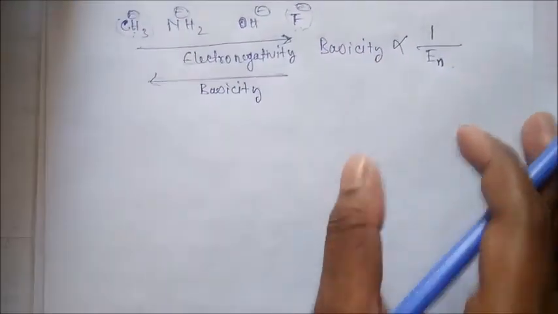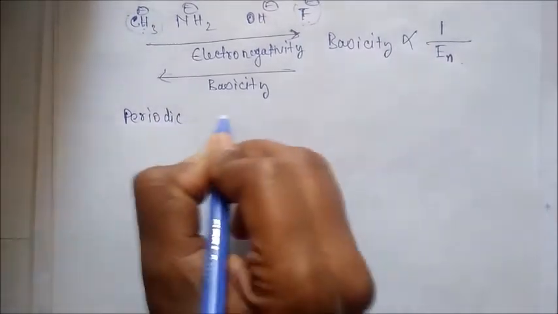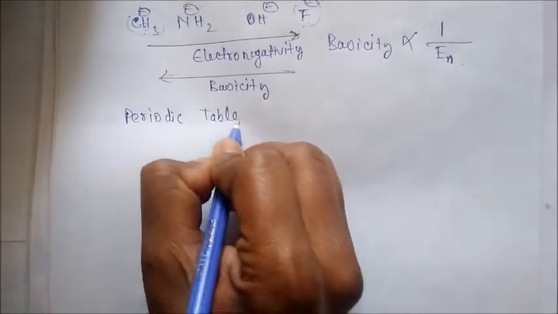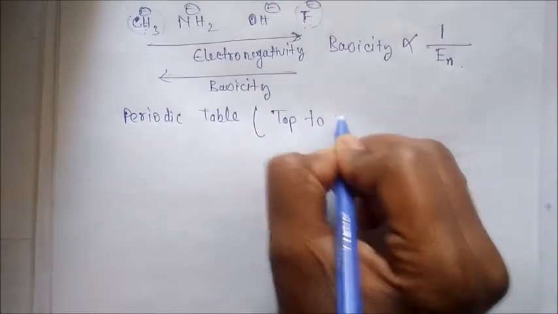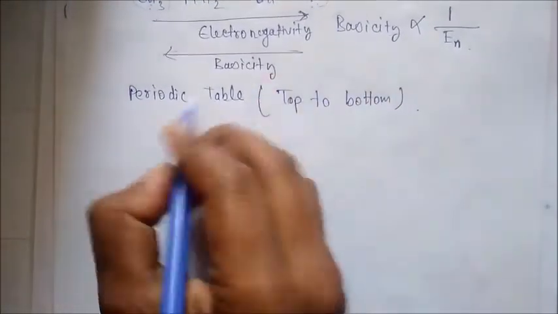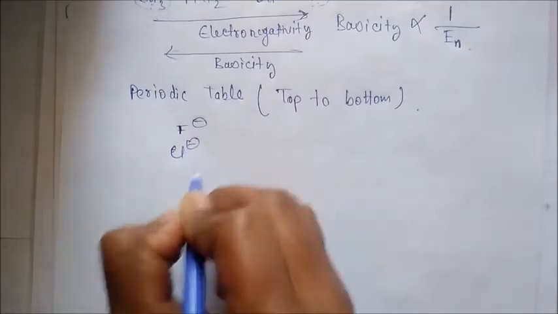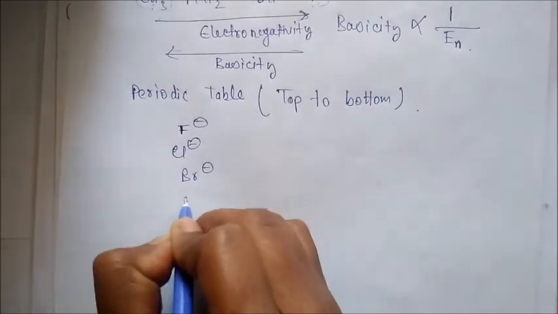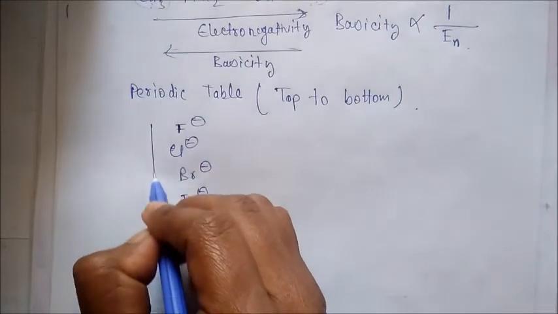In the next point, in the periodic table, top to bottom, if we see, let's say we have F minus, Cl minus, Br minus and I minus. What we can see here, the size is increasing here.